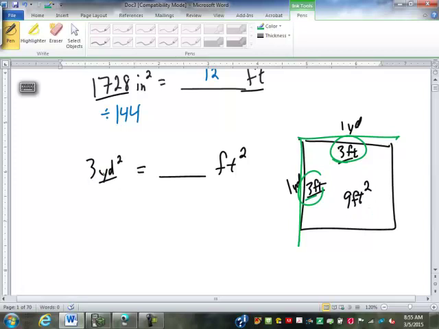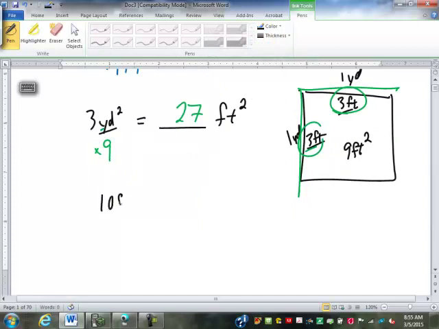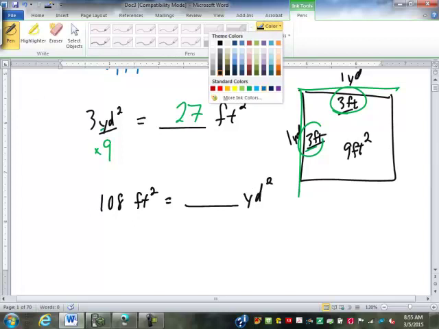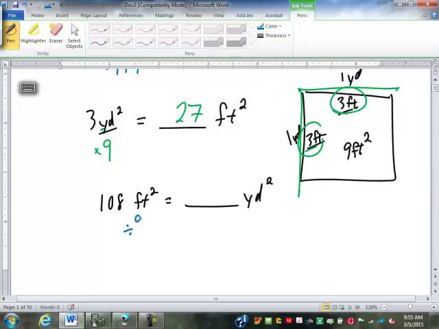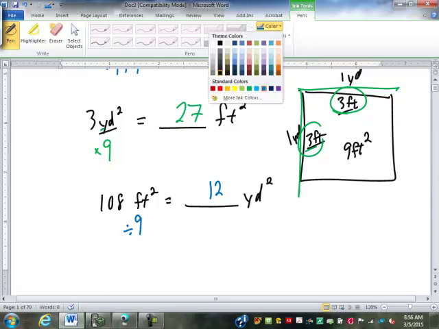Okay, I got it. Now we got to come over here. 9 is going to be our conversion factor. Yards to feet, the unit's getting smaller, so the number gets bigger. So 3 times 9 is 27 square feet. So if I have 108 square feet going into square yards, what do I do? 108 divided by 9. Very good. The units are getting larger, the number has to get smaller, so that's 12 yards.